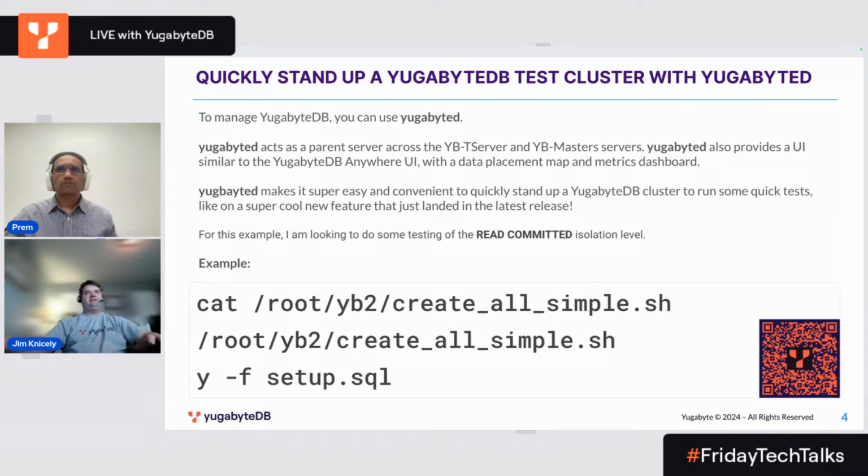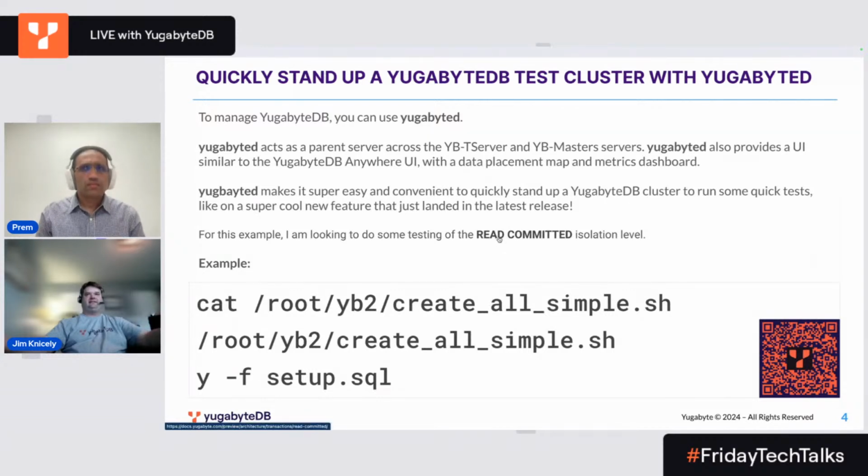So the first thing we've got to do is create a cluster, and this is one of the tips. Every page is going to have a QR code down here that you can use your phone to scan, and it'll take you right to the tip on the web page. The first tip is YugabyteD, a great tool that I use all of the time. It's our open source tool that manages the TServer and the master servers for you. So it makes standing up a cluster really easy, especially if you want to test a new version of Yugabyte and try out features.